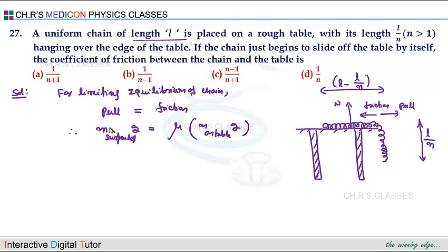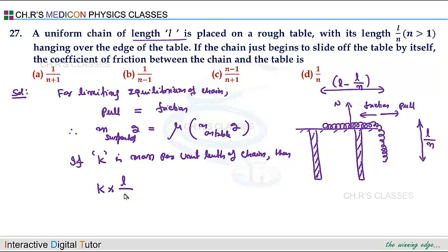Now to get the value of the mass of the chain suspended, let us say a condition like this. If K is mass per unit length of chain, then M suspended is K, mass per unit length, into the length, that is L by N, into G, is equal to mu into M on table, which is K into the length on the table, L minus L by N, into G.